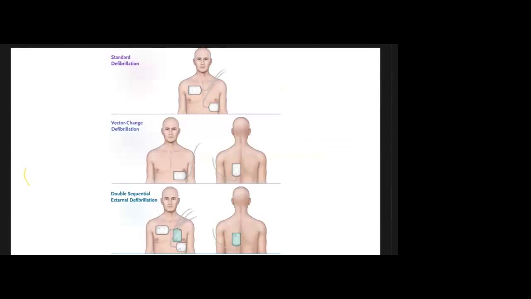They shocked them 3 times the regular way. They did CPR and they couldn't get them back. They were still in a shockable rhythm. So then what they did was they split them into 3 arms. Either they kept doing the same thing, shocking with the same pad placement. Or they changed the vector, so instead of that anterior lateral, they did more of an anterior posterior vector. Or they put a second monitor on and shocked them with double the dose at the same time. And then they looked at survival to hospital discharge.